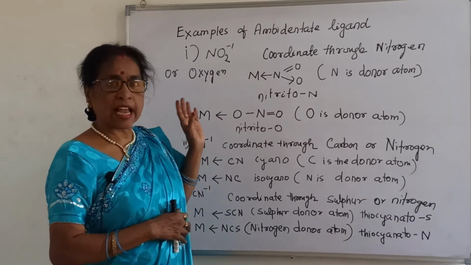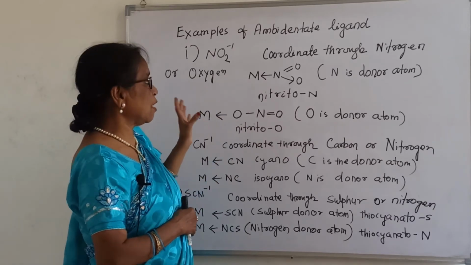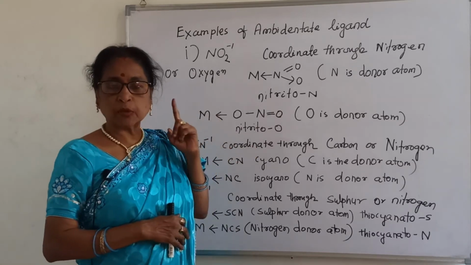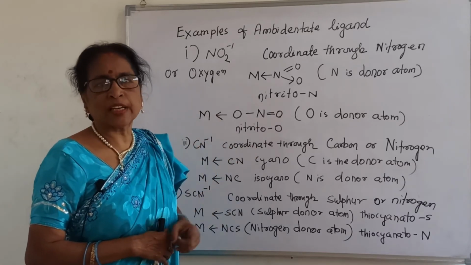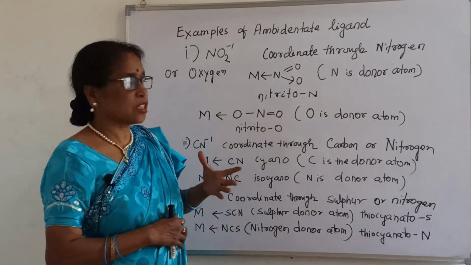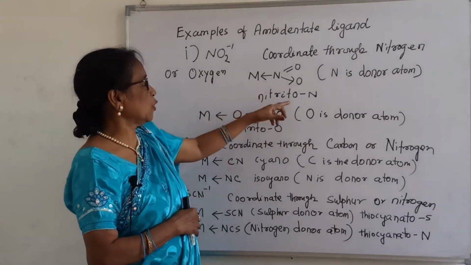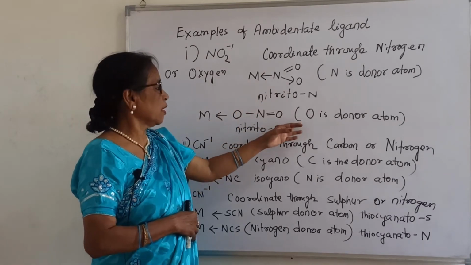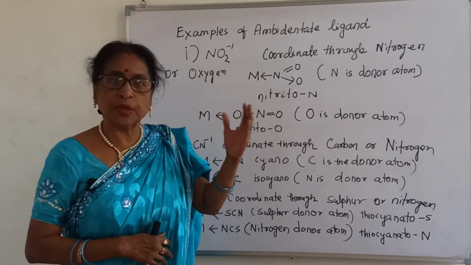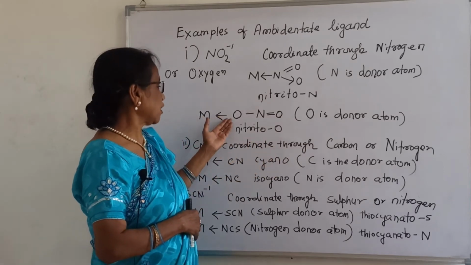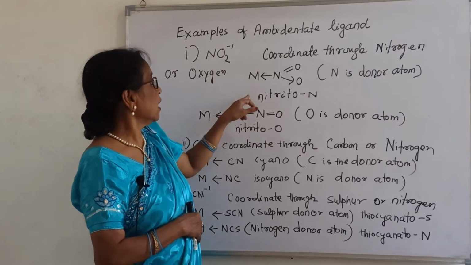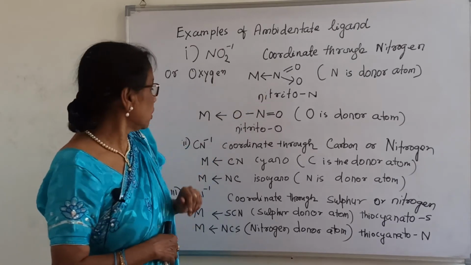Again see, NO2 minus 1 is an ambident group. Here nitrogen can donate and oxygen can donate, but only one at a time can donate to form a new coordination compound. Here it is nitrito N, meaning N is towards our central metal atom. If nitrito O, O should be towards the central metal atom, which can donate a pair of electrons. That is called the donor atom, and here our nitrogen is called the donor atom.